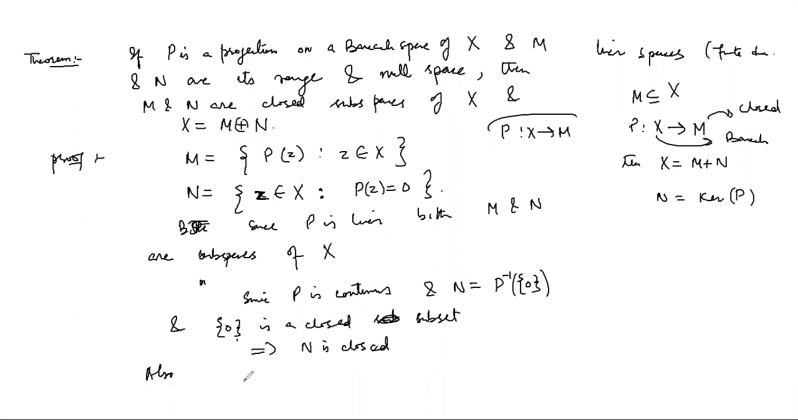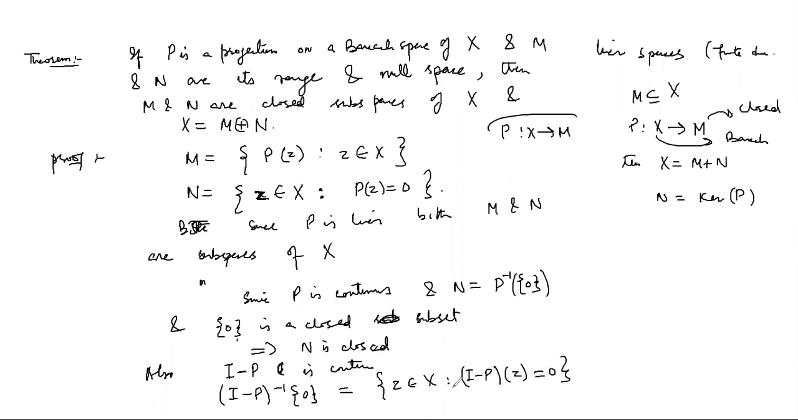Also, if I think of the map I minus P, so identity minus P. Now this is continuous, and what would be the inverse of the origin? It would be all Z belonging to X such that I minus P of Z is equal to 0. So it is the inverse image, which is the same thing as all Z belonging to X such that I of Z is equal to P of Z, sorry.